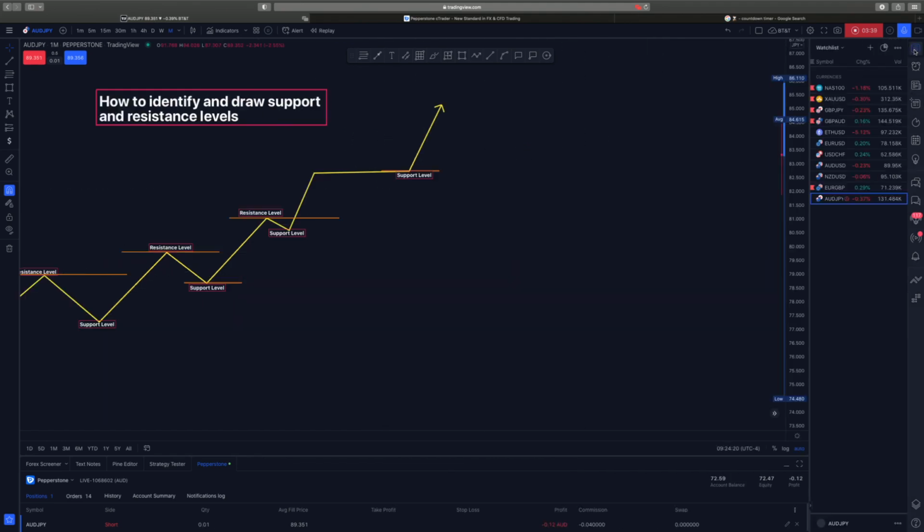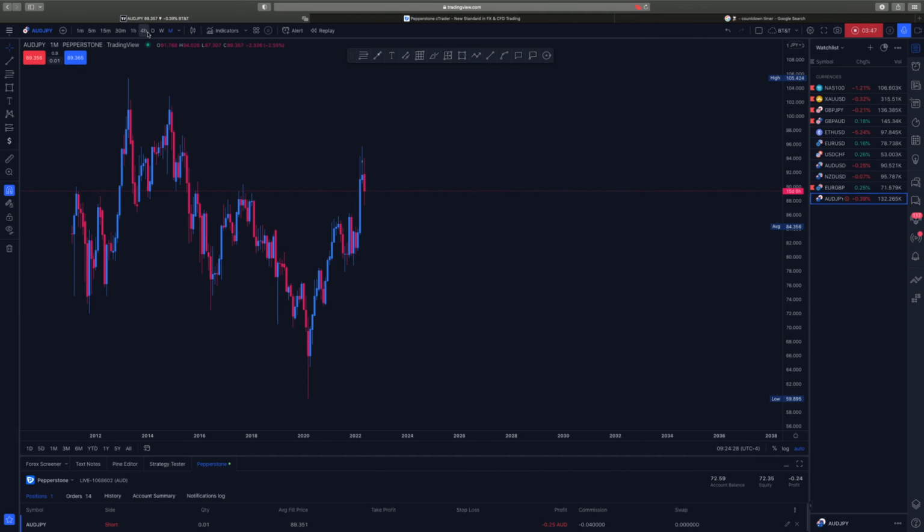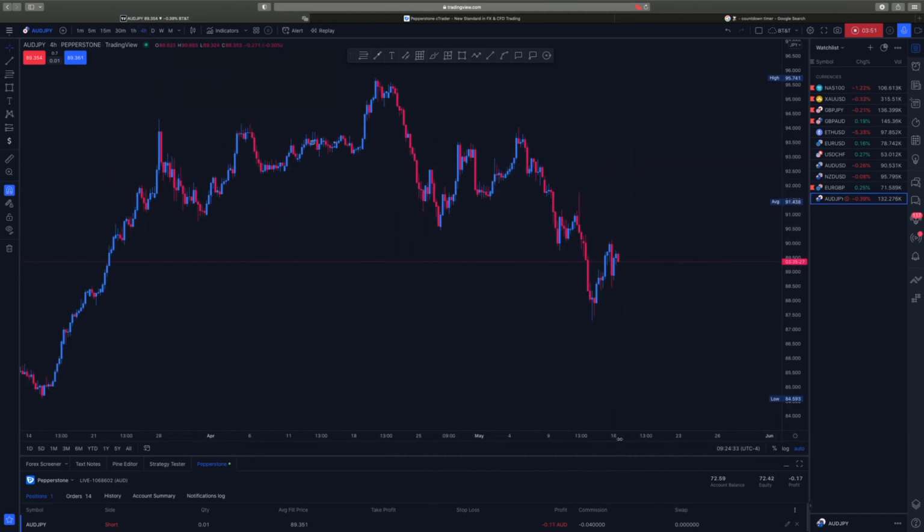Now, if we were to look at this from the charts, let's say I'll move down to a 4-hour time frame chart. The more you train your eye, the more easily you can identify these support and resistance levels. So for example, this area here was used as a support level, and then it has now been used as a resistance level.